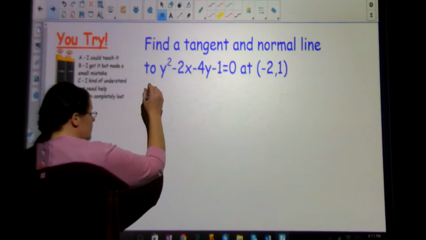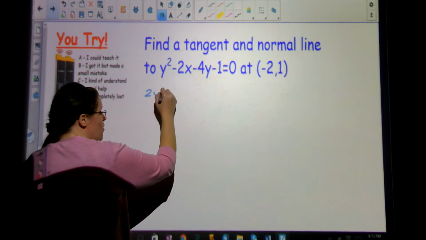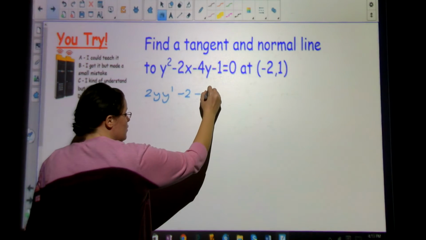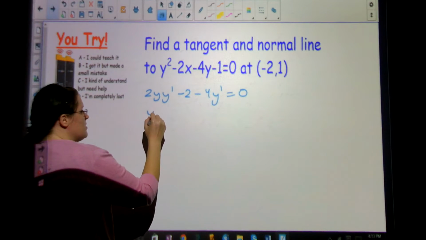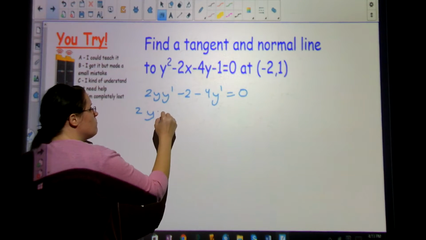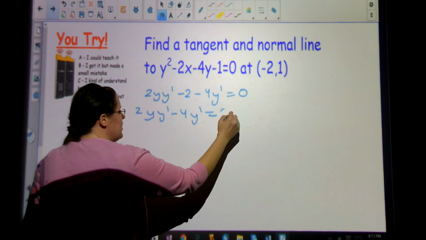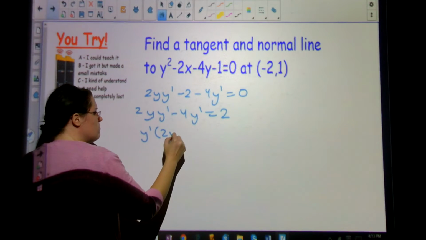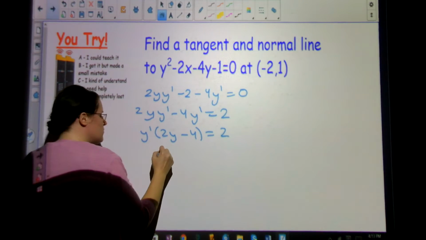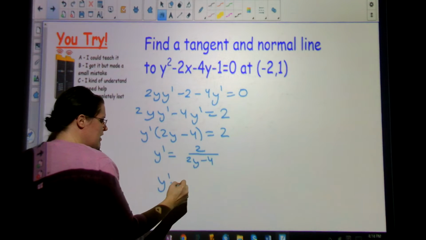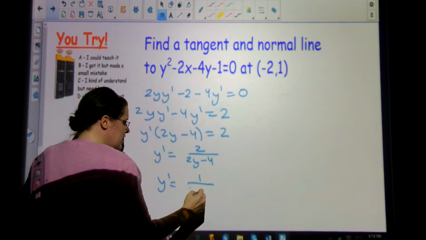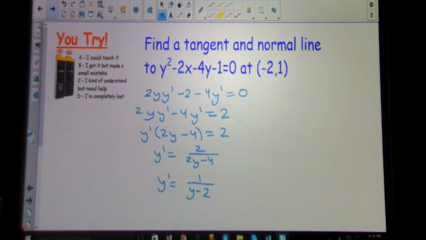Okay, let's do our derivative here. We're going to have 2y y prime, minus 2, minus 4 y prime, equals 0. So get your y primes together, everything else on the other side. Factor out a y prime. Now this I can reduce a bit. Everything can be divisible by 2. Didn't have to because we're plugging in. But if we were going to do a second derivative, which we're going to in a minute, I would definitely reduce by 2.